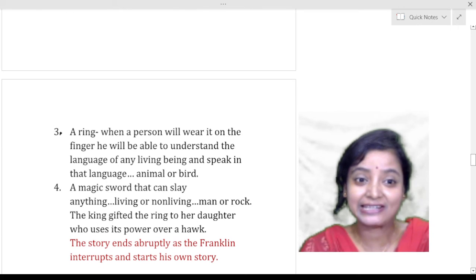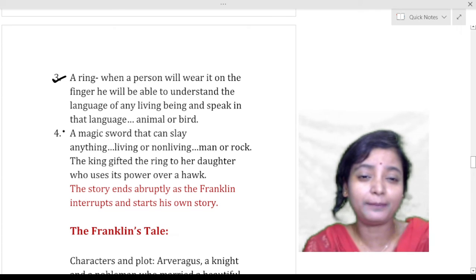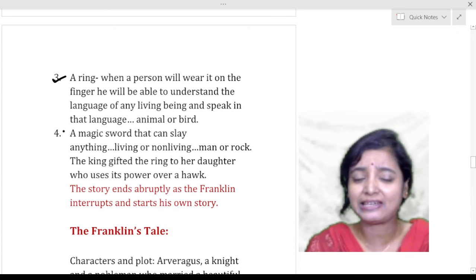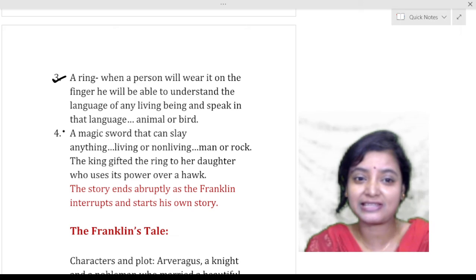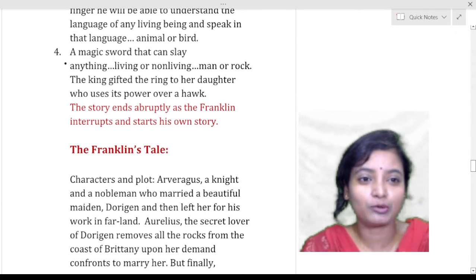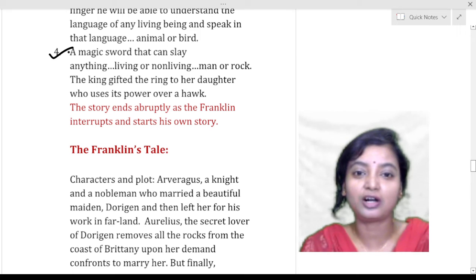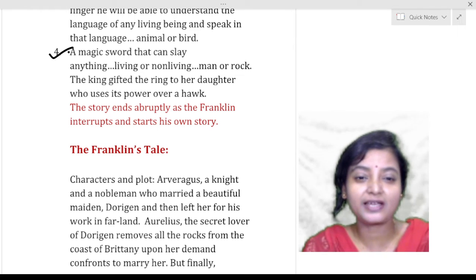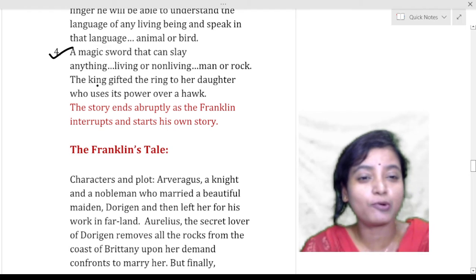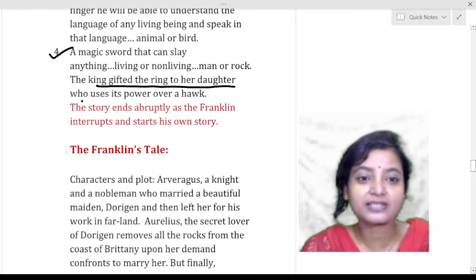Number 3, a ring. When a person wears it on the finger, he will be able to understand the language of any living being and speak in that language, animal or bird. Number 4, a magic sword that can slay anything, living or non-living, man or rock. The king gifted the ring to his daughter, who uses its power over a hawk.